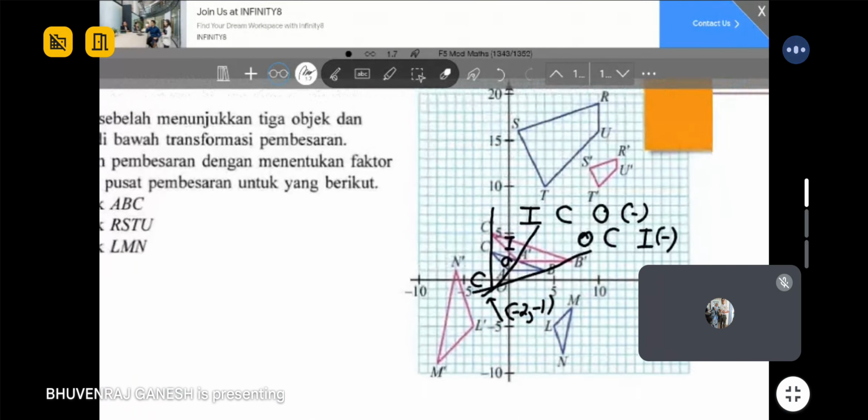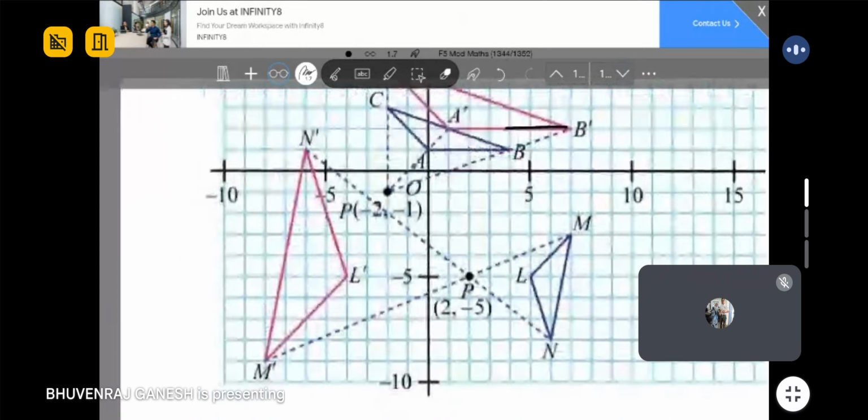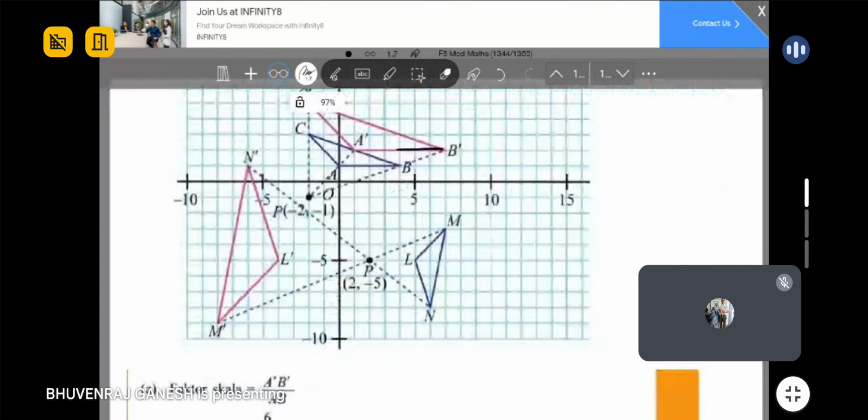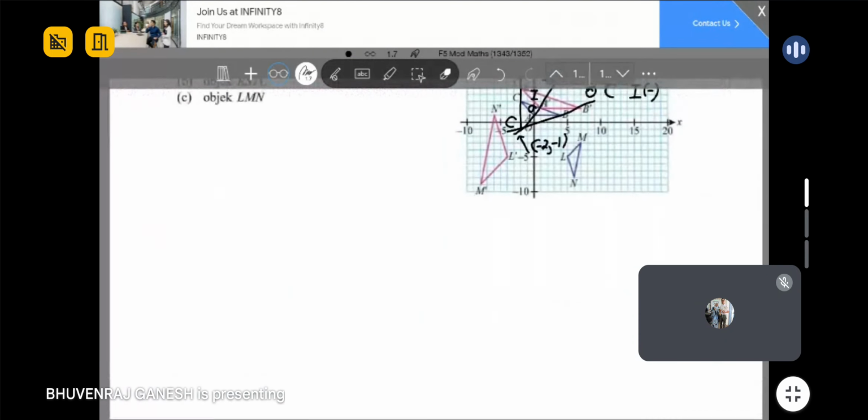Oh, I think, ke atas. Okay. Oh, tak lukis kat sini. Never mind. Kita lihat kat sini.